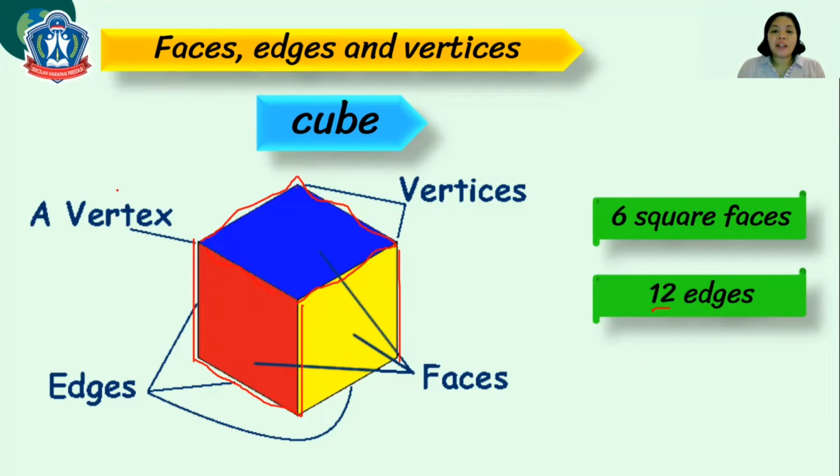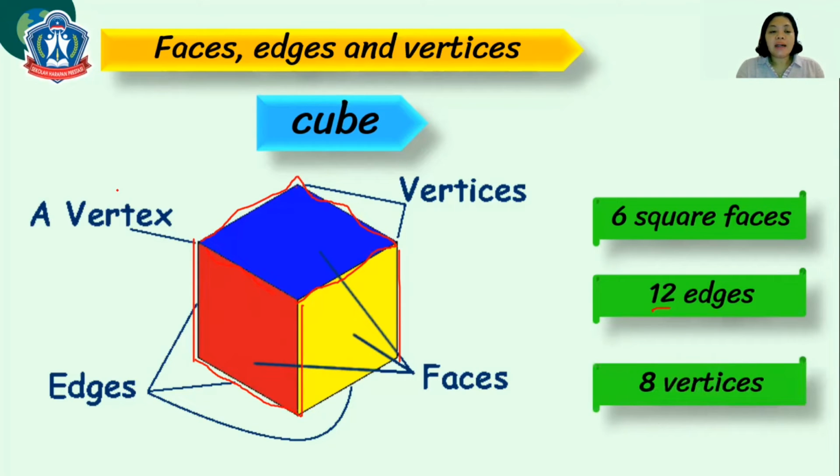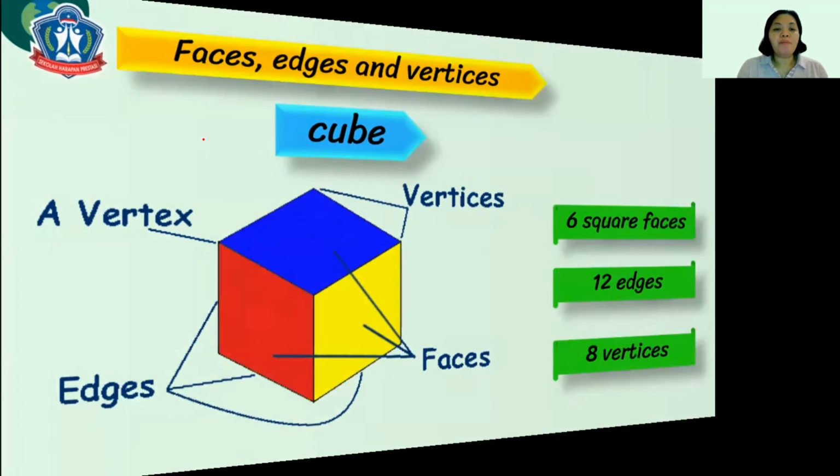How about the vertex? Just like a polygon, a 3D shape also has vertices, or corners. More than one, we call vertices. So it has 8 vertices. We have 4 vertices on the top, and another 4 at the bottom. So these are the properties of a 3D shape: it has faces, edges, and vertices. Don't forget this.